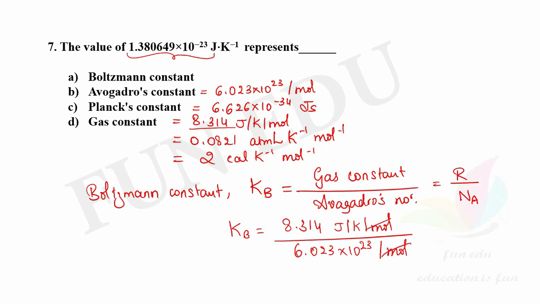So per mole gets canceled. Then on simplification we get Kb, that is Boltzmann constant value, as 1.38 into 10 to the power minus 23 joule per Kelvin. Okay. So this is the value of Boltzmann constant. By this calculation, we can conclude that the value given, 1.380649 into 10 to the power minus 23 joule per Kelvin, represents Boltzmann constant, not any other constant, because we know the values of other constants.